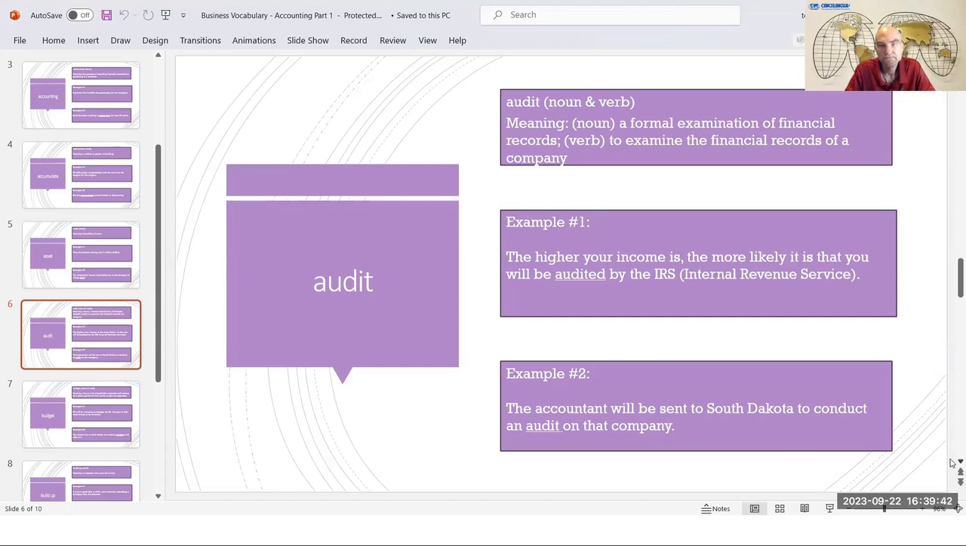Example sentence number 2. The accountant will be sent to South Dakota to conduct an audit on that company. Okay, so in this case, the accountant is also an auditor. So the auditor is the person who conducts the audits. Okay, audit.